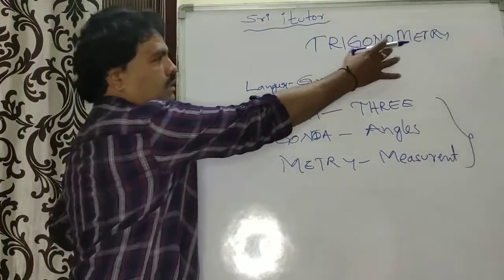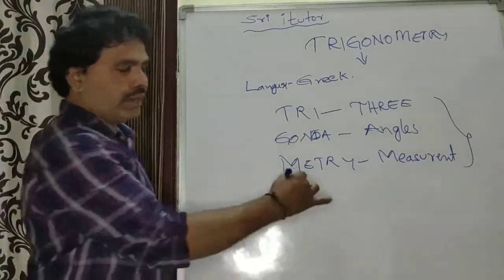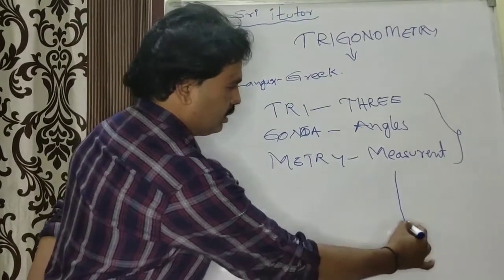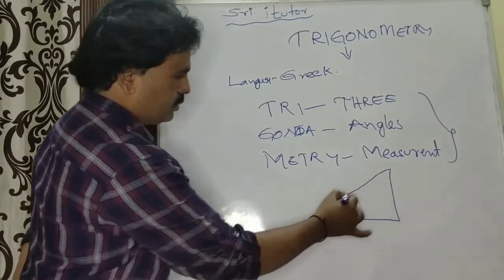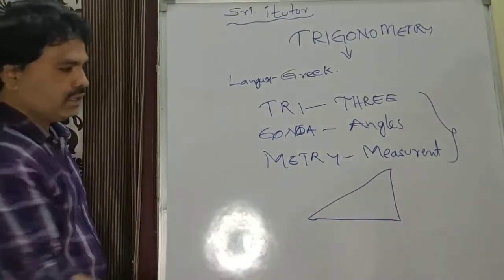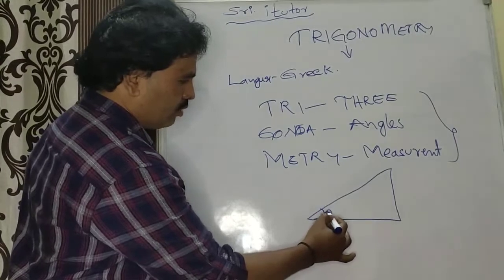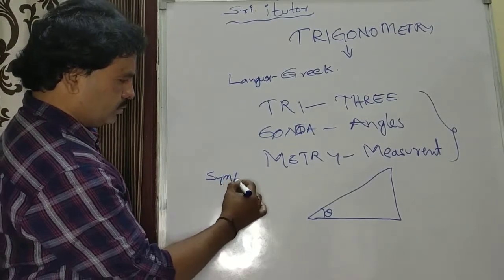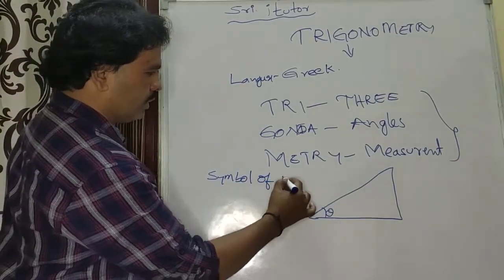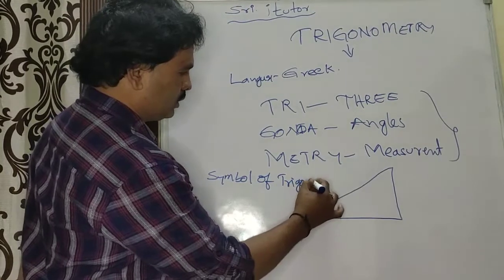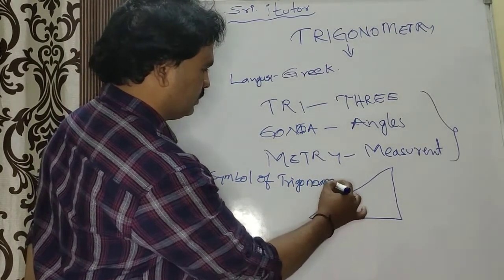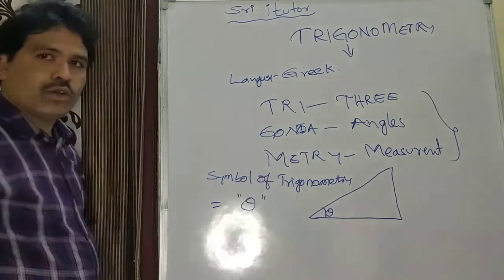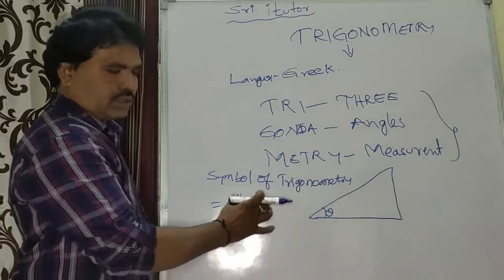This complete trigonometry purely depends on one right angle triangle. If you see, this shape is called a right angle triangle. Here there is an angle, and the symbol for it in trigonometry is theta. All angles in trigonometry we can denote with the theta symbol.